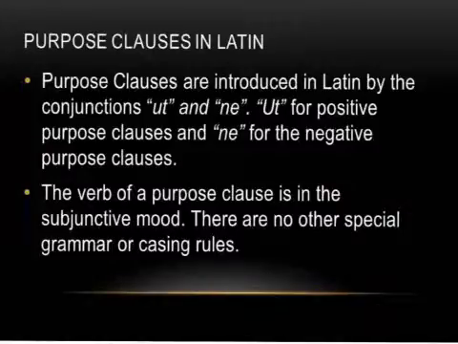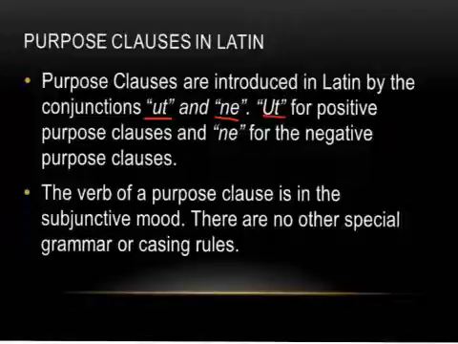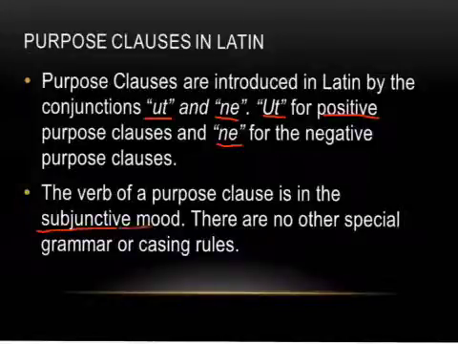So how are purpose clauses written in Latin? Purpose clauses are introduced by the conjunctions ut and ne. Ut is used for the positive purpose clause, so in order to, so that, or to. And ne is used for the negative purpose clause, in order not to. The verb of the purpose clause is in the subjunctive mood.